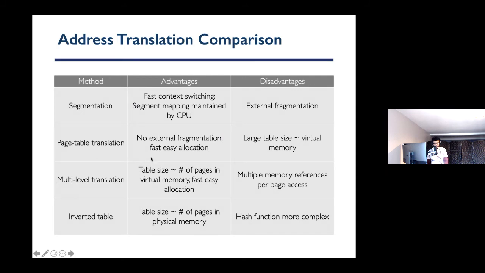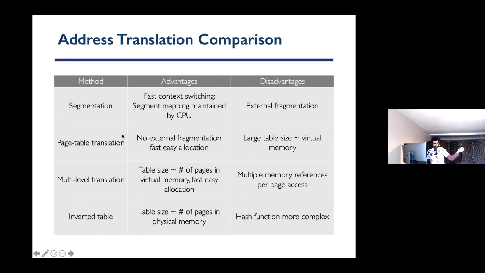So finally, this is basically the summary of all the things that we talked about. Different types of address translation, I have excluded base and bound. So it starts with segmentation, page table translation, multi-level translation, and inverted page table. The advantages of segmentation: we have fast context switching, and the segment mapping is maintained by the CPU.